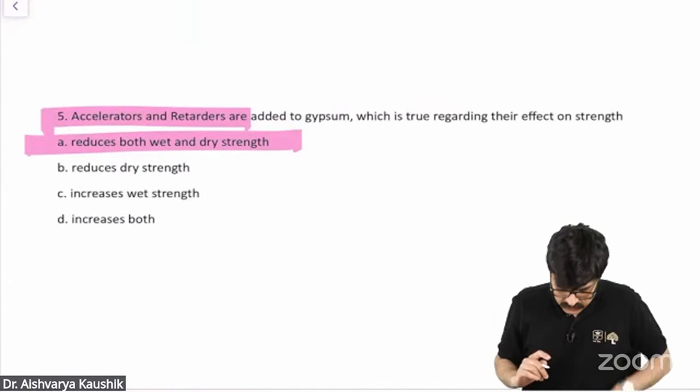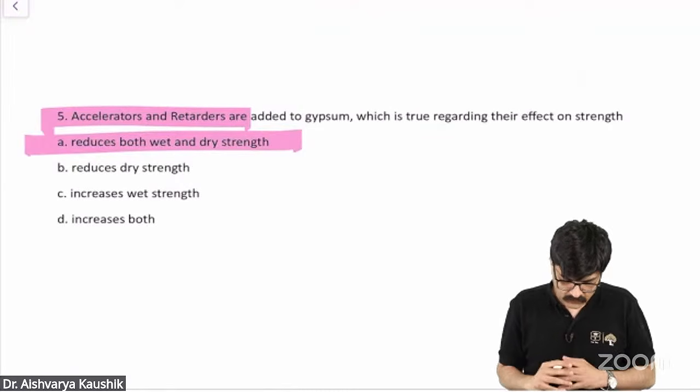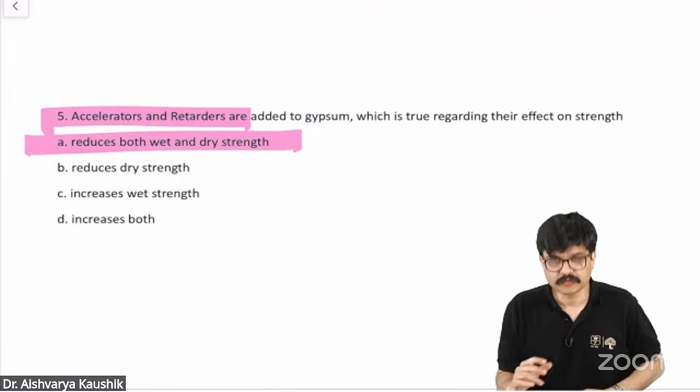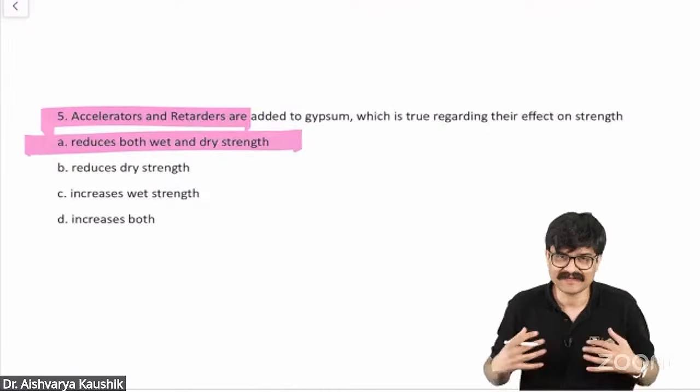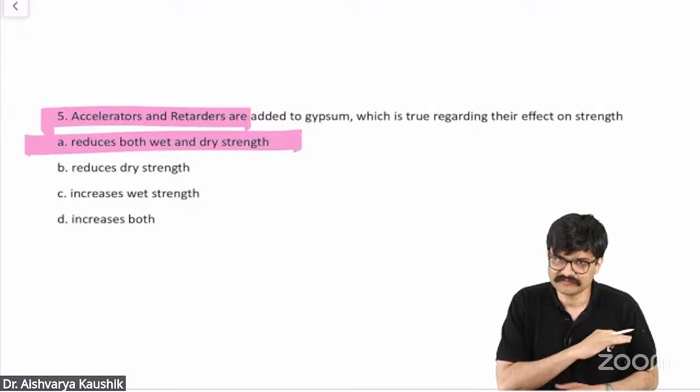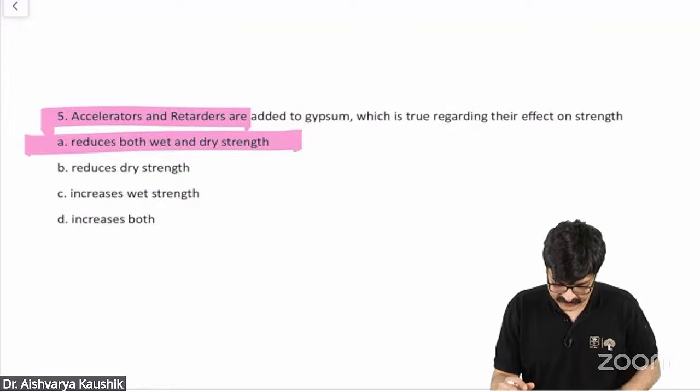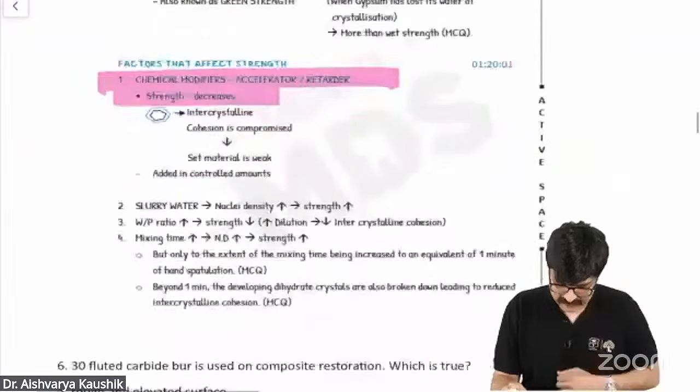Accelerators and retarders are added to gypsum. What is their effect? Reduces both wet and dry strength. Hope everybody got that right, at least our students. I keep on telling this at different platforms, whether it's GT, live class, etc.